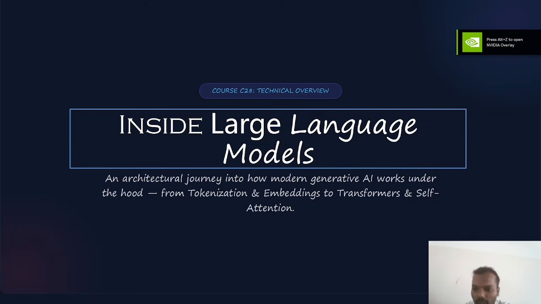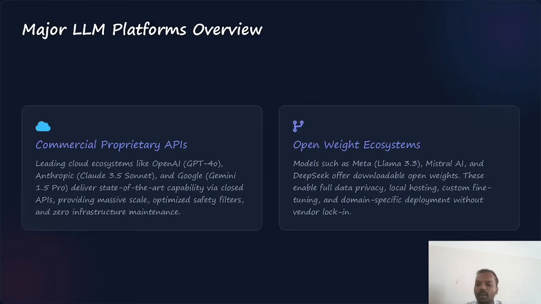If you have ever wondered what actually happens behind the scenes when you type a prompt into ChatGPT or Gemini or Claude, today we are breaking down the complex mathematics and computer science behind modern AI into clear, intuitive concepts, covering everything from tokenization and vector embeddings to the transformer architecture and self-attention.